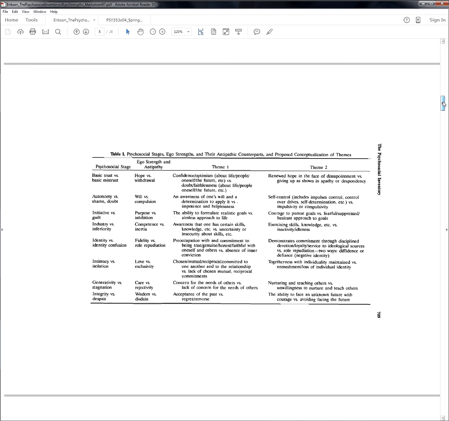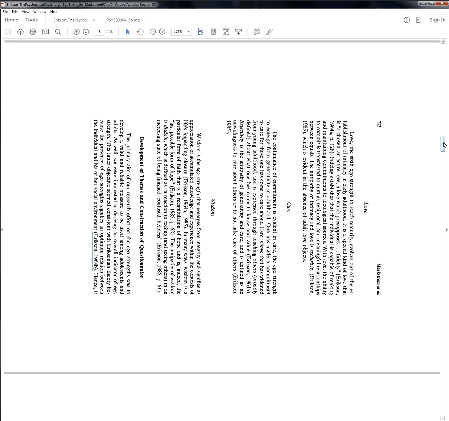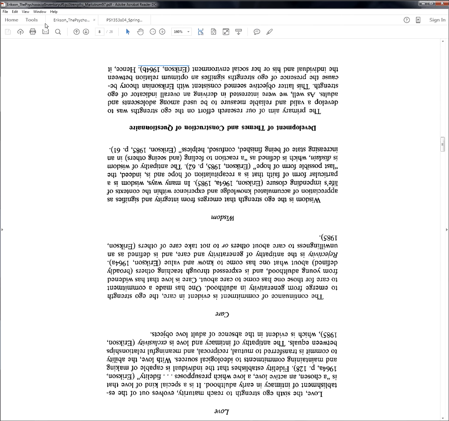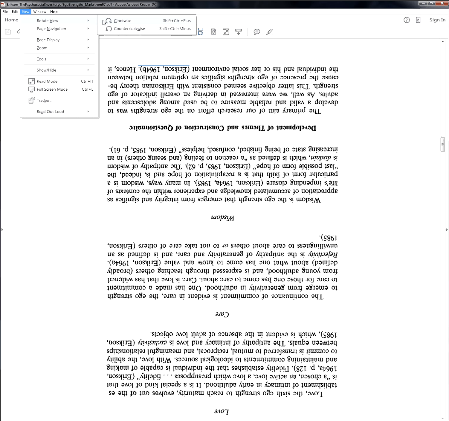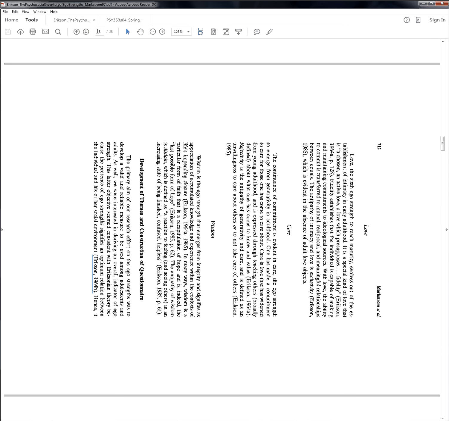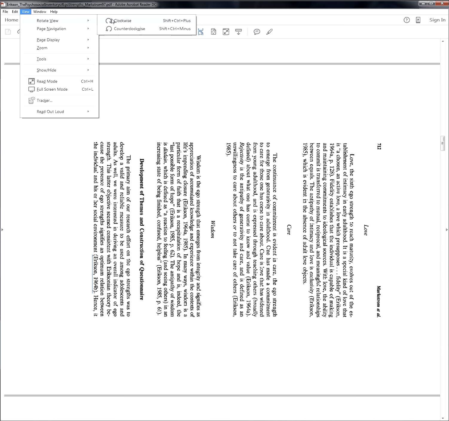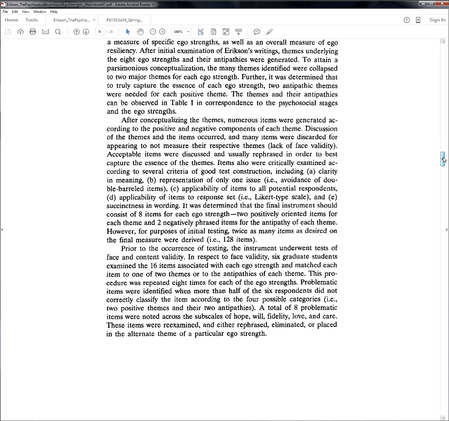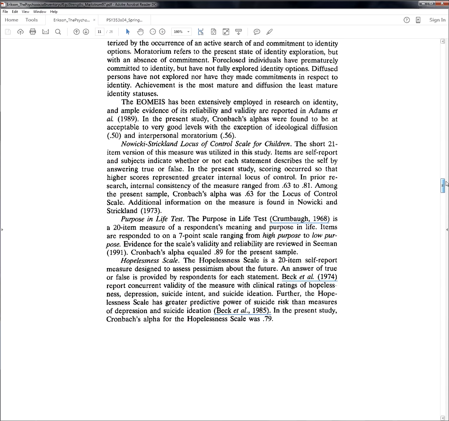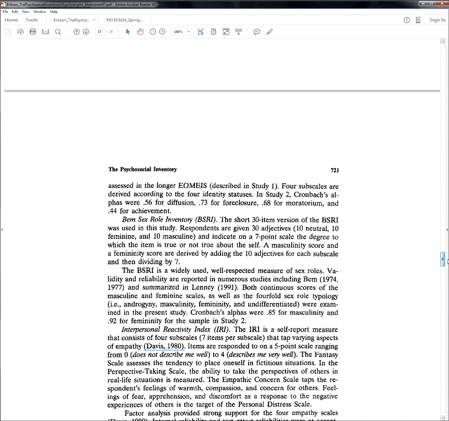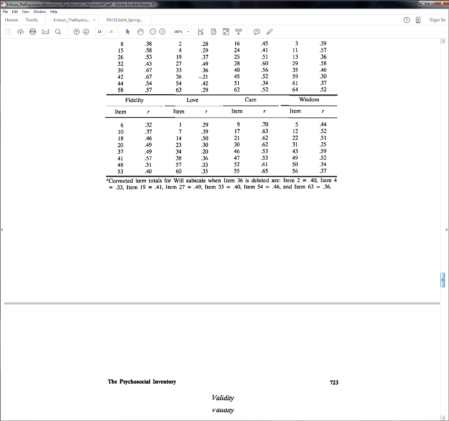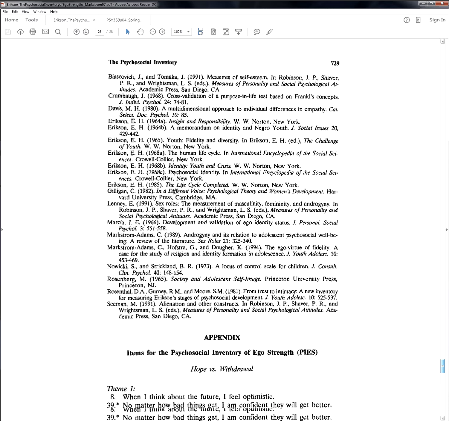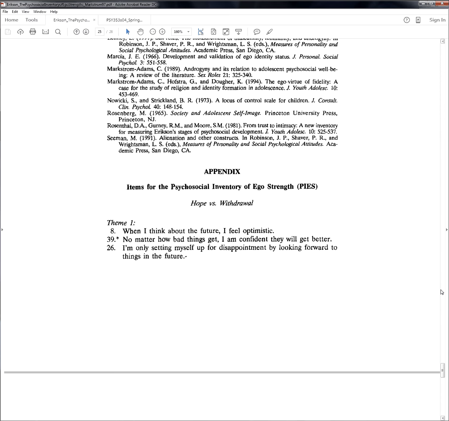The second part that I'm going to cover is, let's change the view back, counterclockwise, yes. The second part is the questionnaire itself. The questionnaire is in the appendix, at the end, after the references. Good.